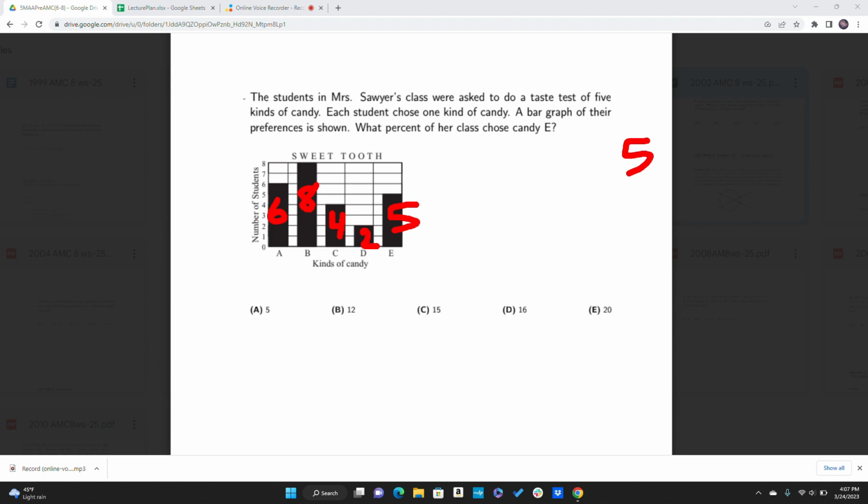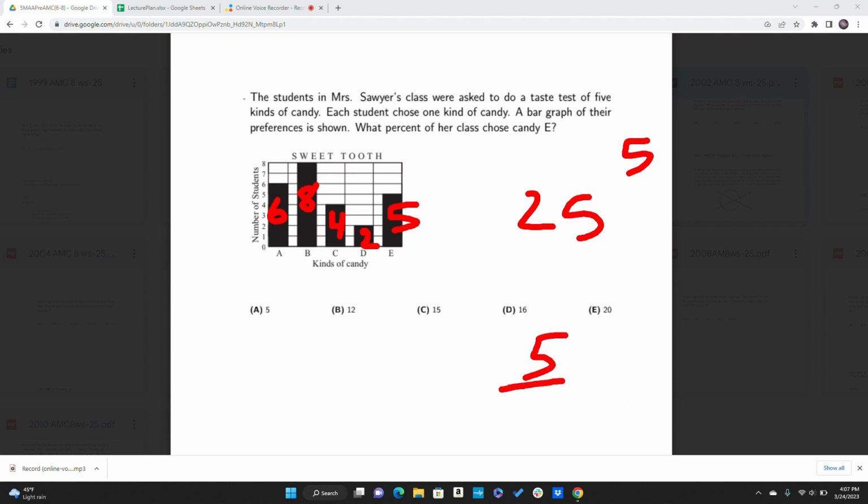So that's 5 total people out of how many? Well, we know there's 6 plus 8 plus 4 plus 2 plus 5. That's the total number of kids in Mrs. Sawyer's class, because they each chose one candy as their preference. So 6 plus 8 will be 14, plus 4 is 18, plus 2 is 20, plus 5 is 25. There's 25 students in Mrs. Sawyer's class. So basically what this question is, what percent of 25 is the number 5?